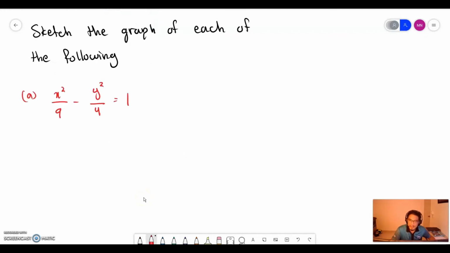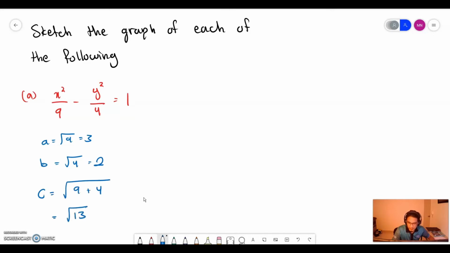Here is the next example that we have. We want to sketch the graph of the hyperbola from the given equation. So we take this equation and firstly determine a, b, and c. a equals the square root of 9, which is 3. Our b is the square root of 4, which is 2. So our c is the square root of 9 plus 4, which is the square root of 13. Now we have a, b, and c, we can proceed with the sketching.